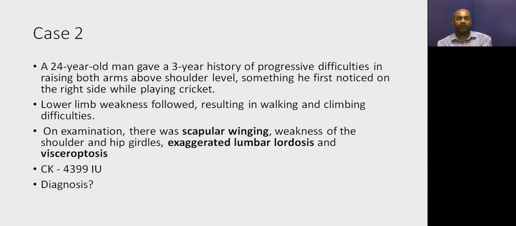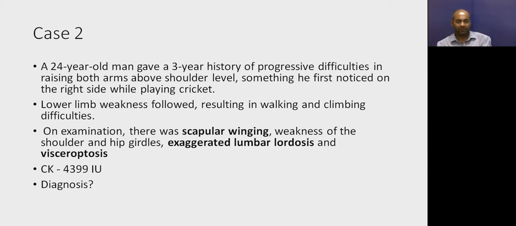A 24-year-old man gave a 3-year history of progressive difficulty in raising both arms above the shoulder, something he first noticed on the right side while playing cricket. Lower limb weakness also followed, resulting in walking and climbing difficulties. On examination, there was scapular winging, weakness of the shoulder, again a proximal limb girdle weakness. There was an exaggerated lumbar lordosis and viscerotosis.